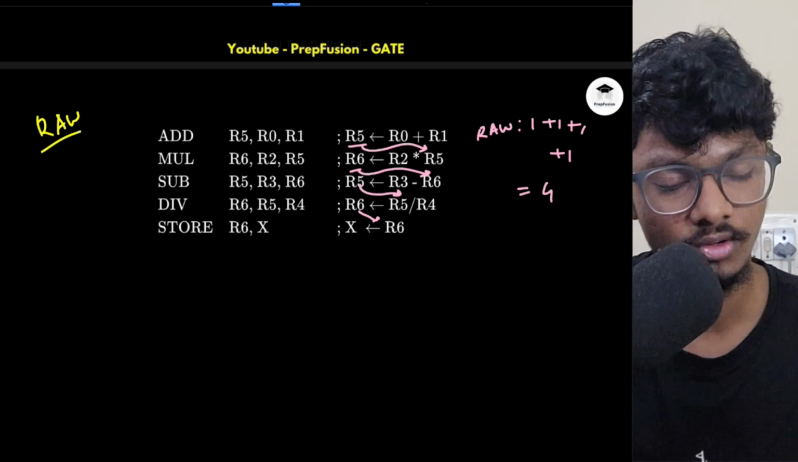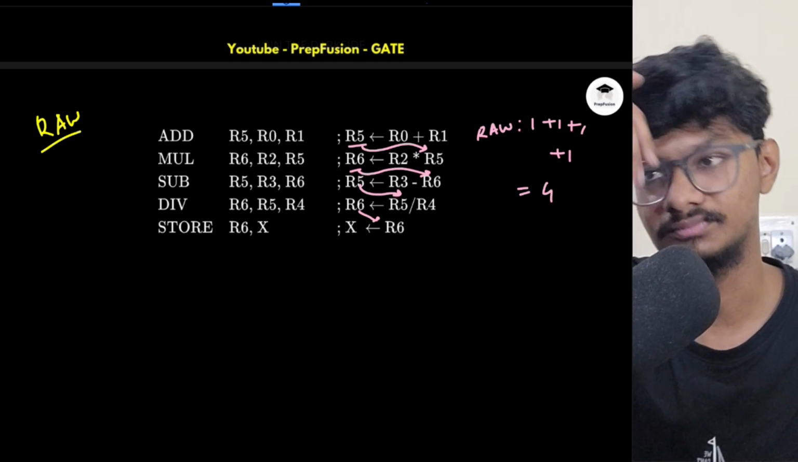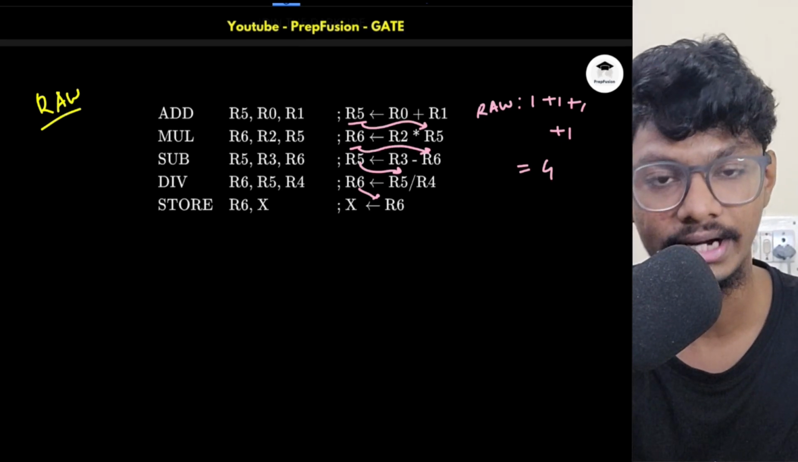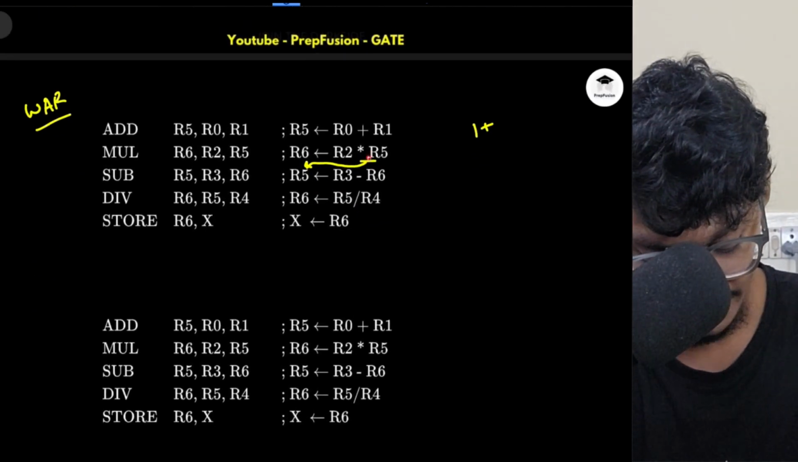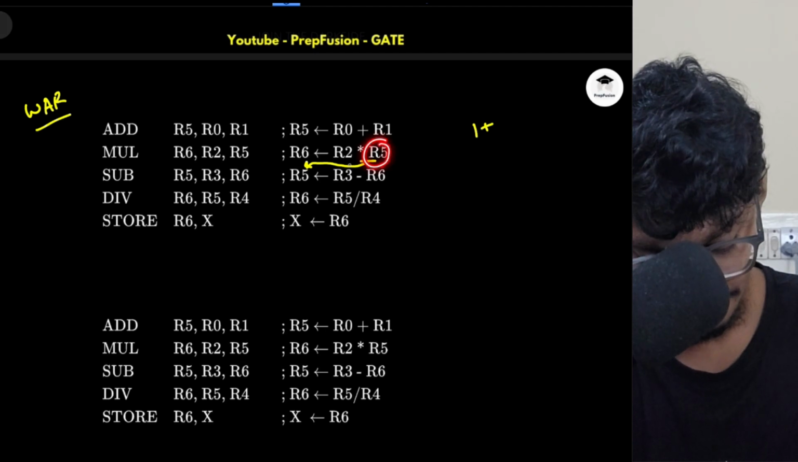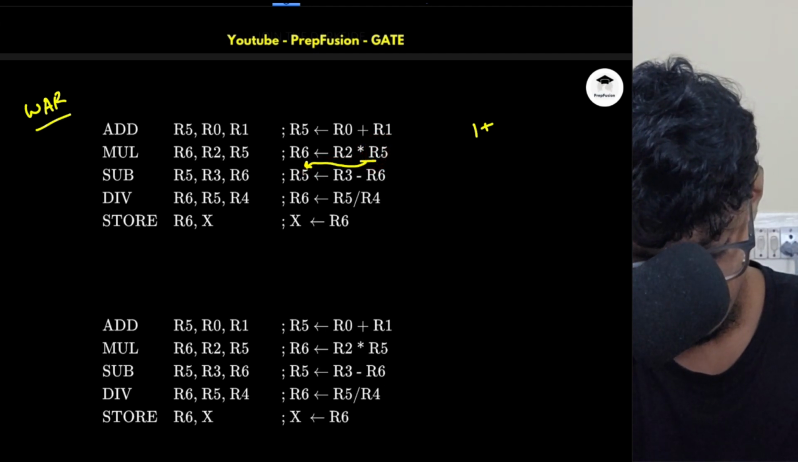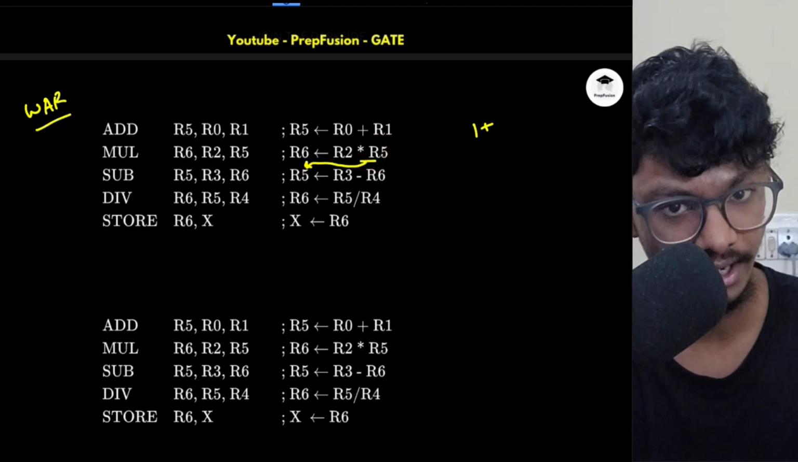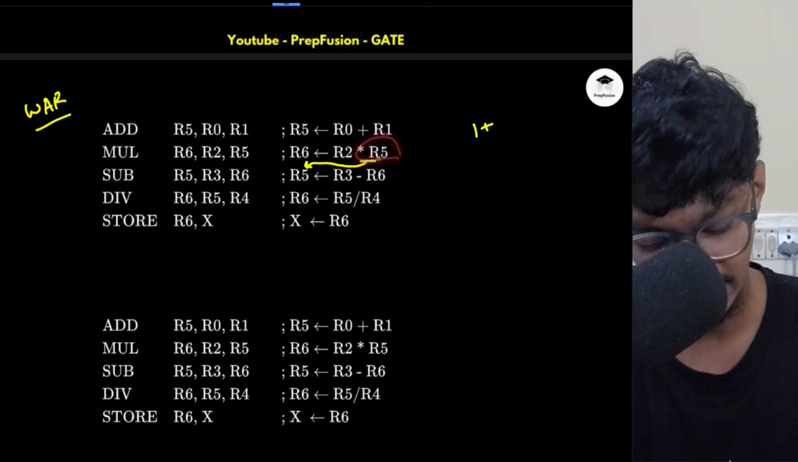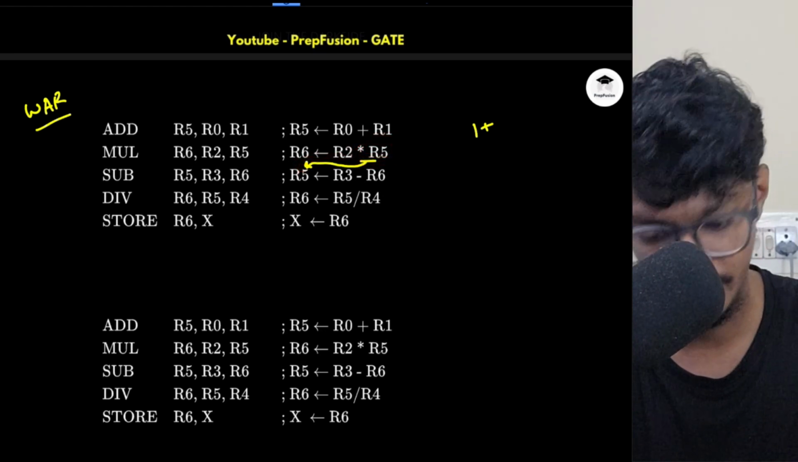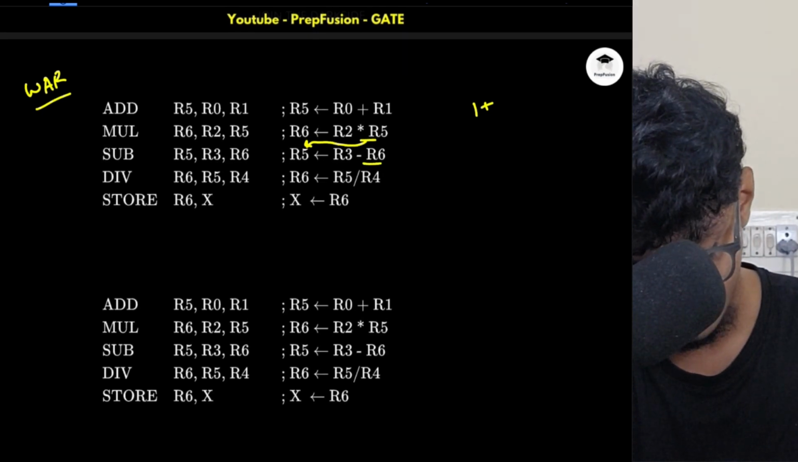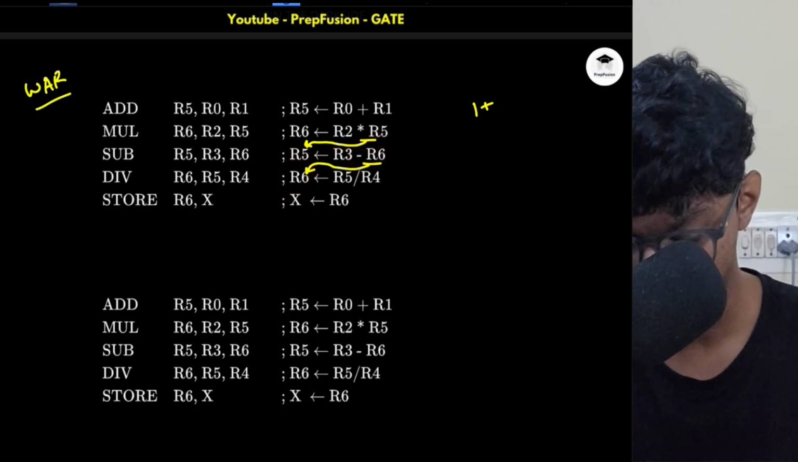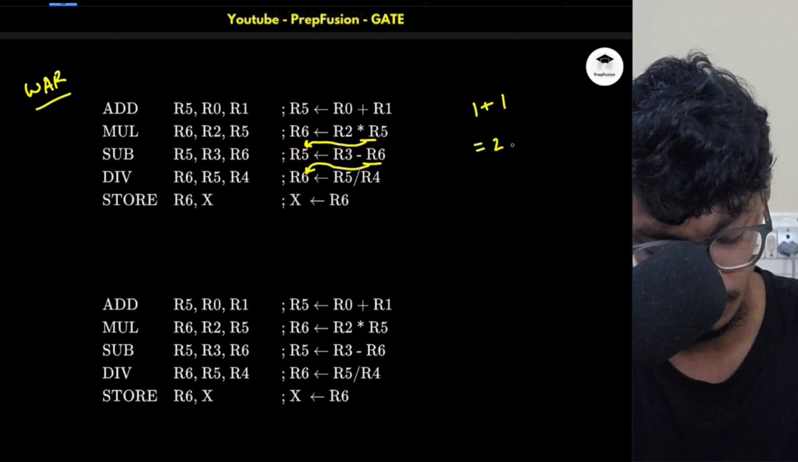But I don't want you to just mug up the shortcut. I want you to understand conceptually what is happening. I'm writing after read, right? I have already read this R5 value, then I'm writing on it. So it's a WAR type dependency. It's a tongue twister, sorry for that. Okay, here also same thing, right? I am writing on R6 after R6 read has been done. So again it is 1, so total 2.